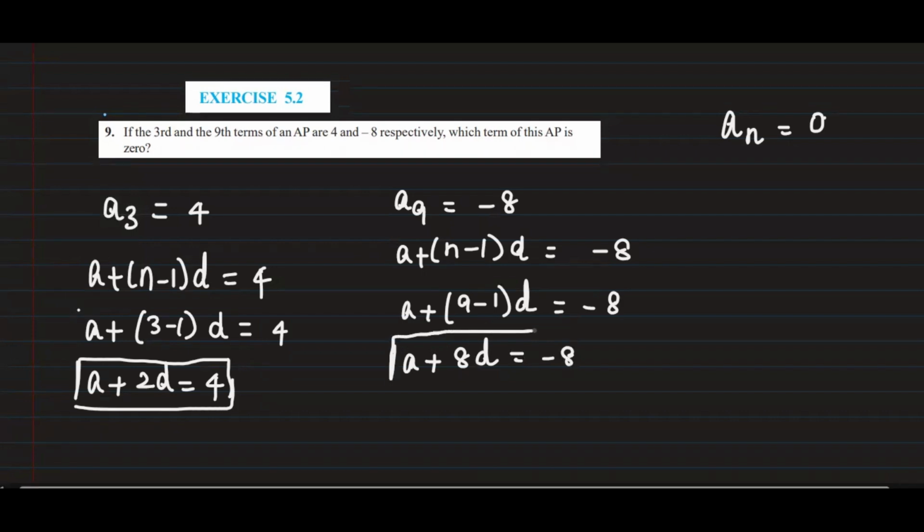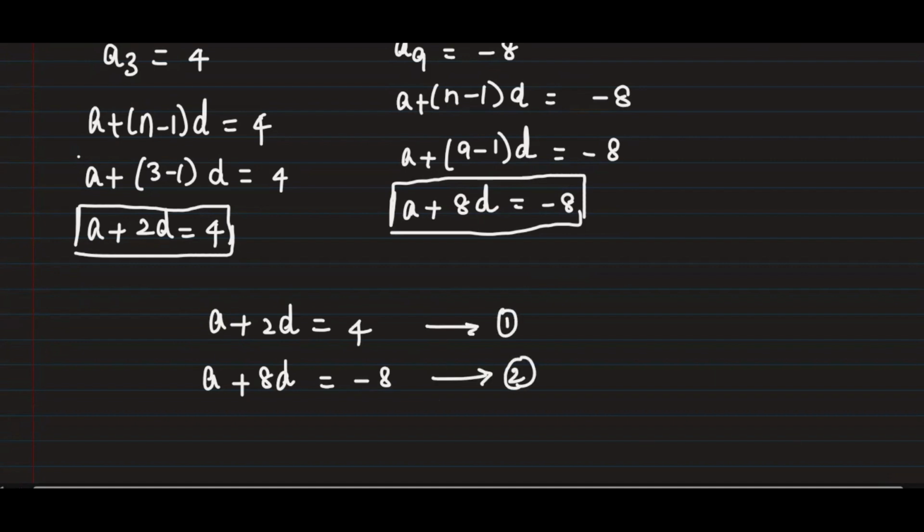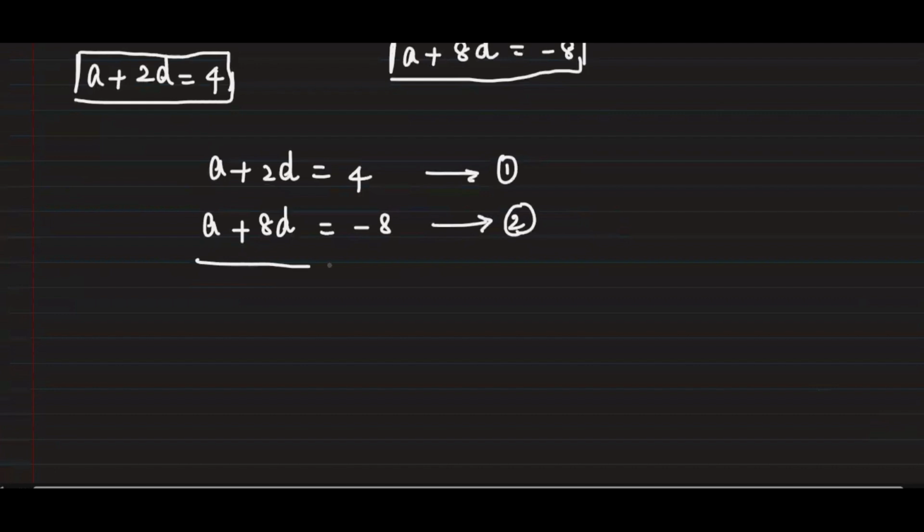Now we are going to solve these two equations to get the value of A and D. So equation 1 will be A plus 2D, which is equal to 4. We are going to write one below the other because we are going to subtract them. So basically this is equation 1, this is equation 2. So subtracting 2 from 1. When you subtract, the signs will change. So plus will become minus, and minus will become plus.